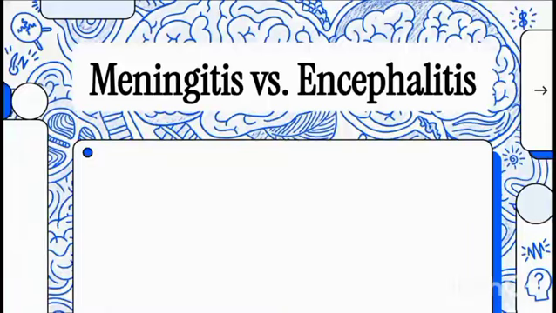All right, let's jump right into a really critical diagnostic challenge, telling the difference between meningitis and encephalitis. They can look almost identical at first, but there's one key difference in their symptoms that can send a patient down two totally different paths.